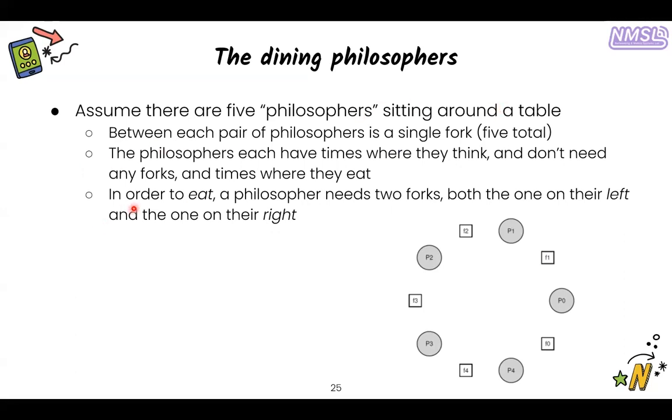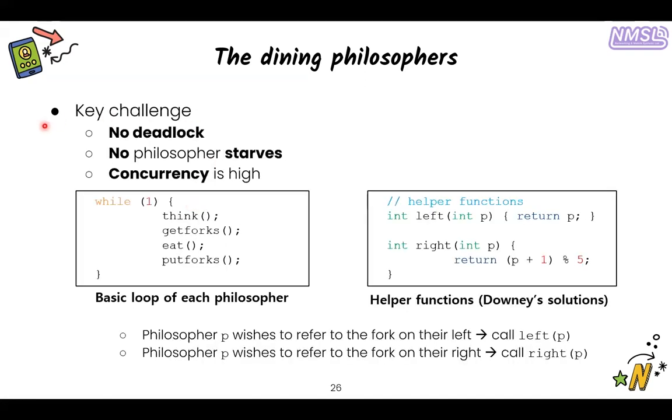Other times, they need to eat. When they eat, they actually need both forks. So that's the setting here: think, no forks; when you eat, you need both forks. So the problem now is, how can we make this happen?